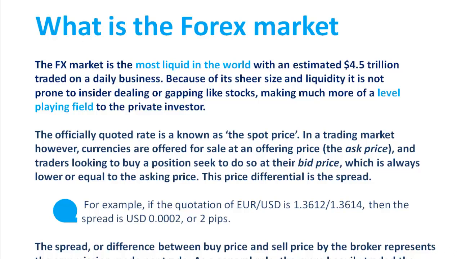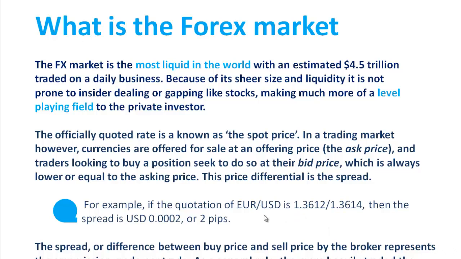So when we look at currencies and their prices, the officially quoted rate is known as the spot price. And of course, if we look at the broker platform, as and when we go to place our trade, we'll always be looking at the difference between the buy and the sell price. And the difference between the buy and the sell price is known as the spread. And this is essentially the broker's small charge or commission per trade you place.